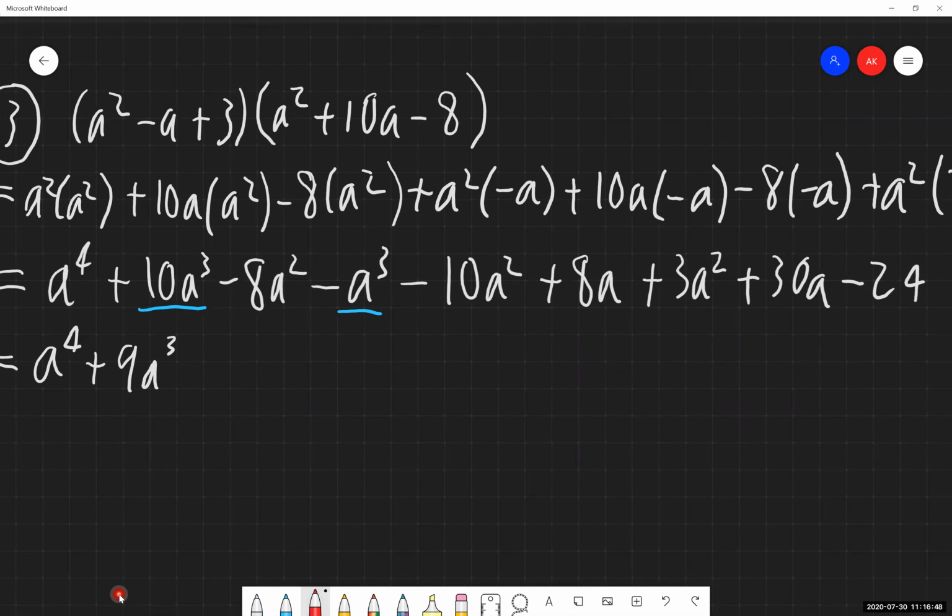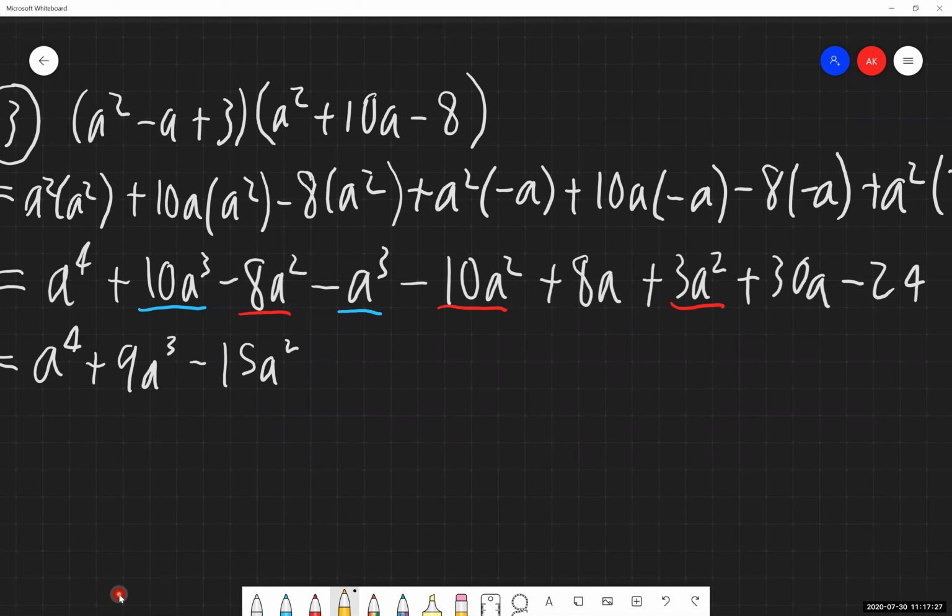Let's take a look at a squareds. So I've got an a squared here, and a squared here. So I can combine those together. I have negative 8 minus 10, that's going to be negative 18, plus 3, it's going to give me a negative 15. Again, you're welcome to use your calculator for these if you need to. Or you're welcome to reorganize these and put them next to each other like we did with our addition subtraction section. Either option works, it's your call.